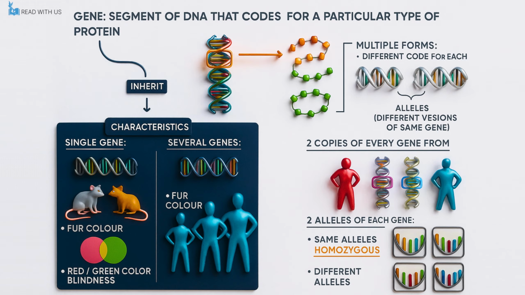Going back to our gene definition, it is important to understand that a gene codes for a specific type of protein. But there is often more than one version of that protein, and as a result, there is more than one possible code or sequence for that protein. These different versions of a gene are called alleles. You can think of alleles as alternate forms of the same gene. Because every person has two copies of each gene, one inherited from their mother and one from their father, it means we all carry two alleles for every gene. These two alleles might be exactly the same, or they might be different. If both alleles are the same, we call that combination homozygous. If the alleles are different, we say the person is heterozygous for that gene.